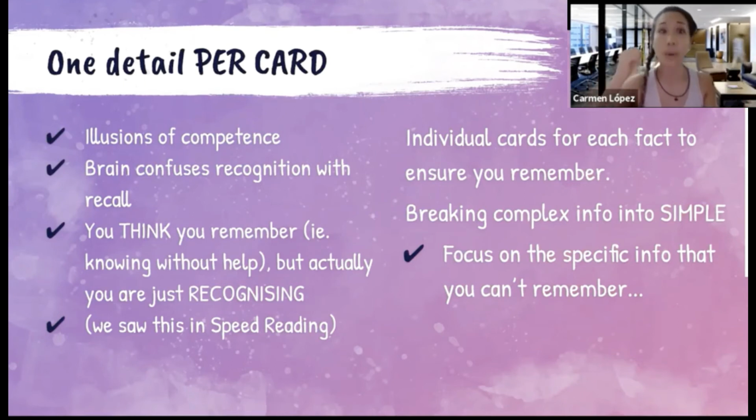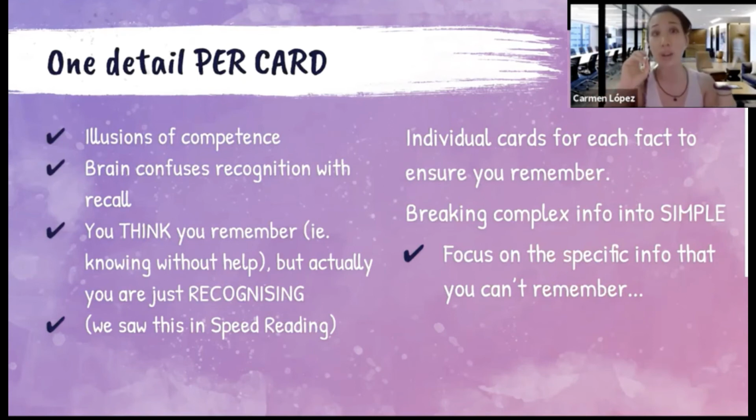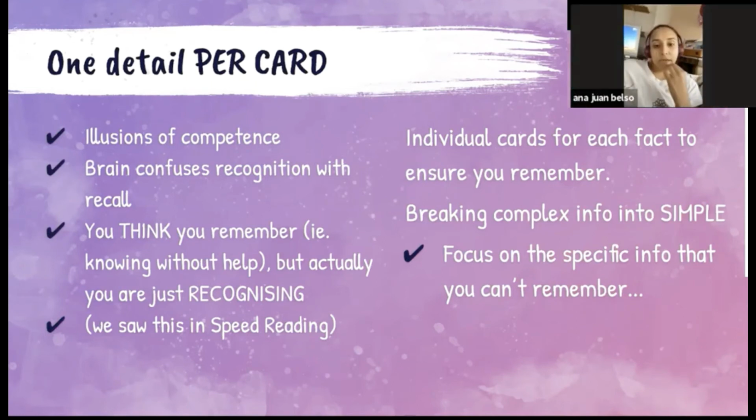Okay, so by putting only 1 detail per card, you can distinguish between whether you actually know the information or whether you recognize the information. Yeah. So once you know that you know that card and you know what it means, you can discard it. But for example, go on.